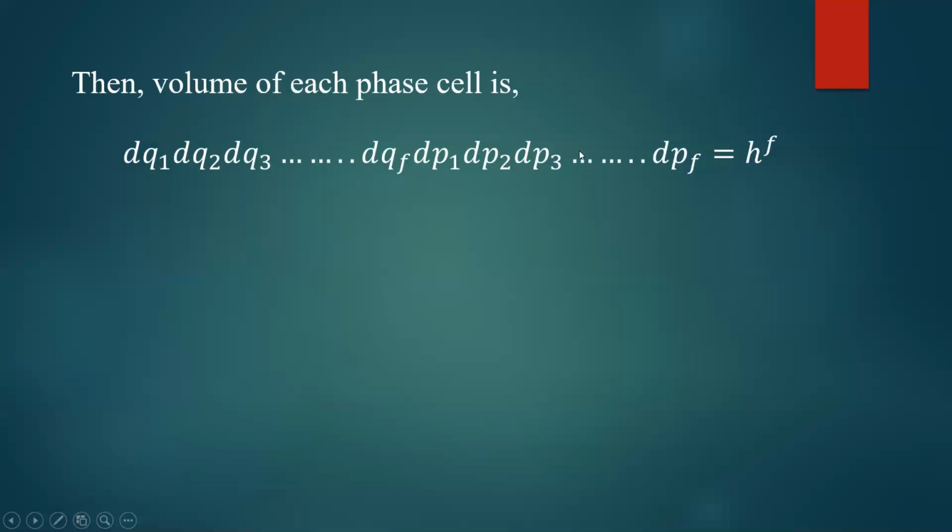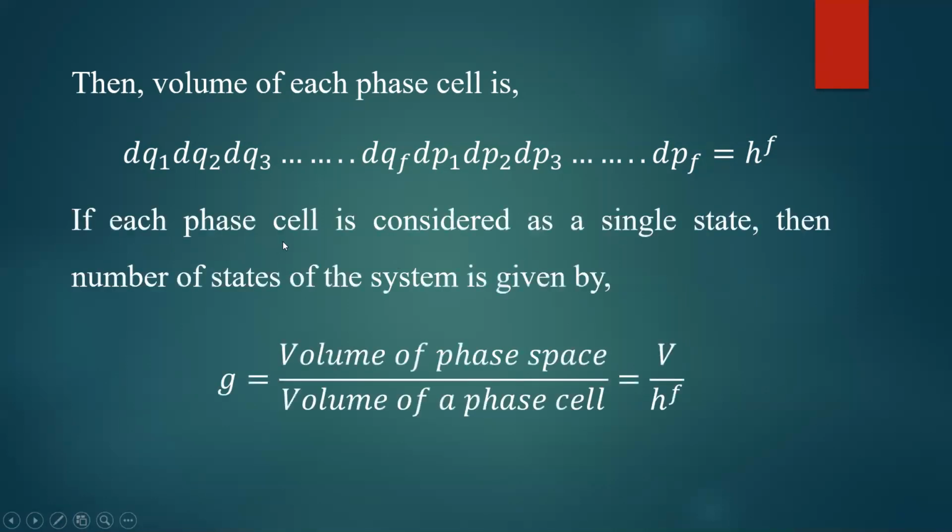Okay, so how do they express this? I will express this as h to the power f. What is h here? h is the dimension of the smallest phase point, dq1 into dp1, that is h to the power f. If each phase cell is considered as a single state, then the number of states of the system is given by the density of states G, which is equal to the volume of the phase space divided by the volume of the phase cell.